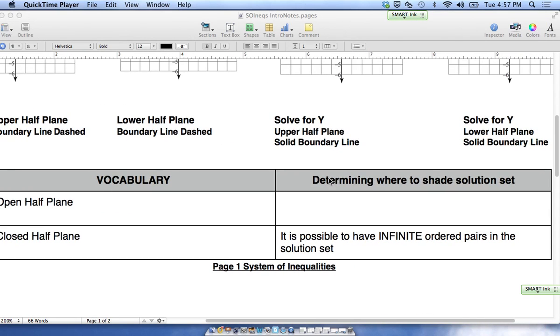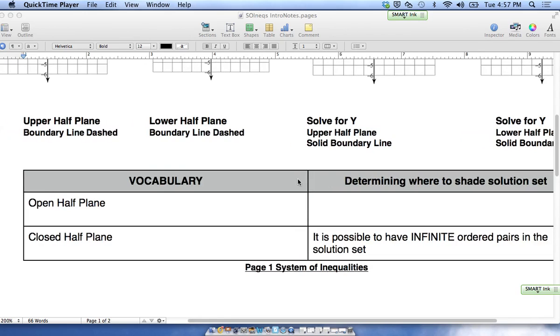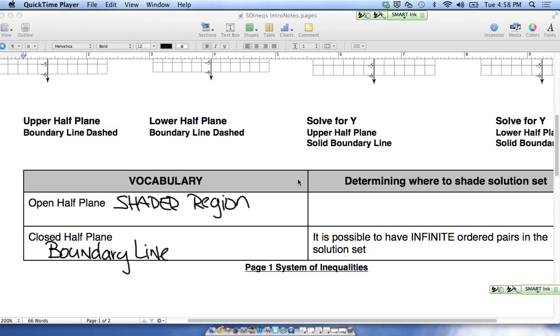And terminology that I'm not overly concerned with, but just to be thorough, the open half plane is just considered the shaded region. And the closed half plane includes the boundary line as well as the shaded region. But I am not overly concerned with that terminology.